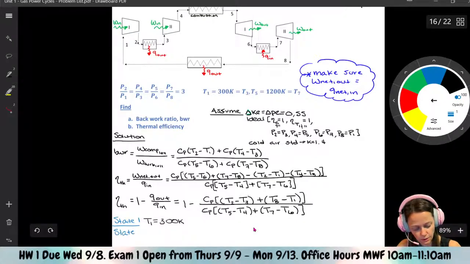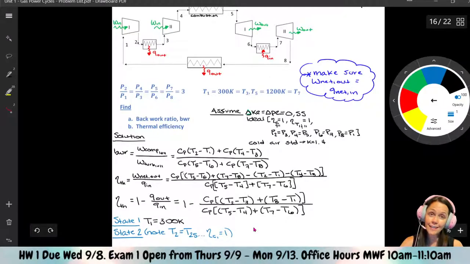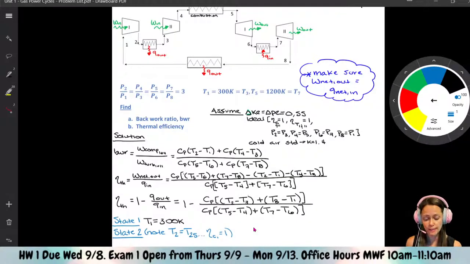And then state 2. Note that we don't have to figure out a T2S and a T2 because our isentropic efficiency of that first guy is 1. They didn't tell me what it was, but they did tell me that it's an ideal cycle, and so that's one of the assumptions that goes along with that: those isentropic efficiencies are 1, because no heat transfer where you don't want it to happen, so you wouldn't have it in the compressors, and everything's reversible, so adiabatic reversible isentropic.